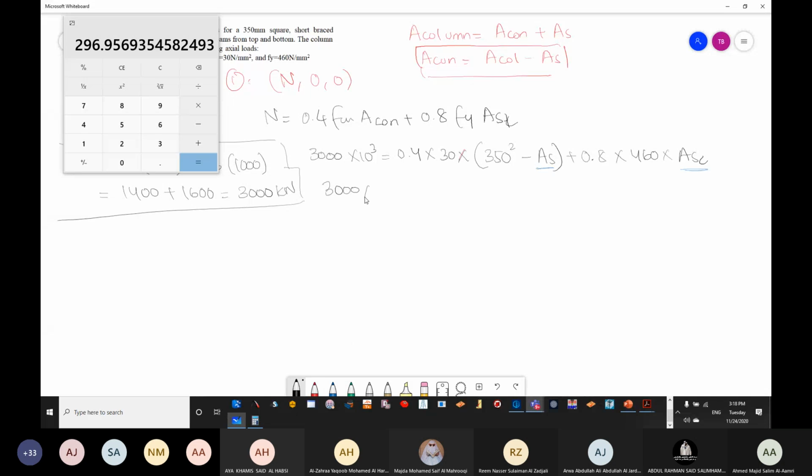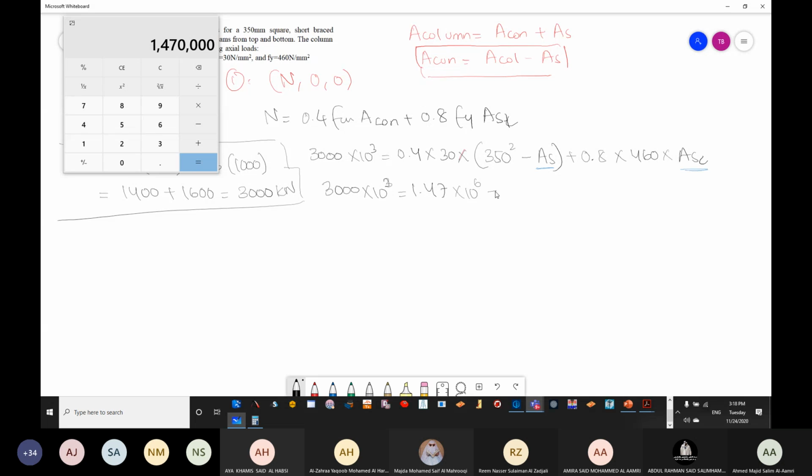So 3000 into 10 to the power of 3 is going to be equal to, can you multiply this? 0.4 into 30 into 350 into 350 to the power of 6. Can you confirm that this is going to give you 1,470,000? Okay. So 1.47 multiplied by 10 to the power of 6.